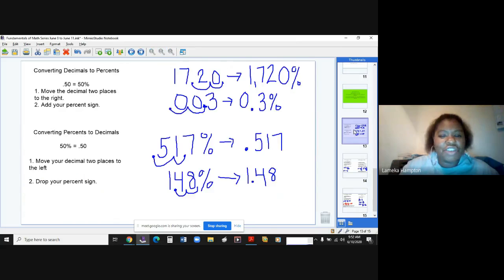Okay. But again, I just want to go back over very quickly. This is how you will convert decimals to percents. Move your decimal 2 places to the right, add your percent sign. Converting percents to decimals, you're going to do the opposite. You're going to move your decimal 2 places to the left and drop your percent sign, because there is a difference between 0.50 and 50%. Total difference. Okay.